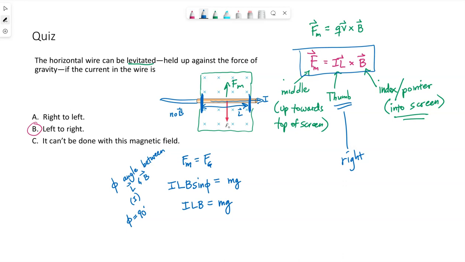Depending upon what information potentially was given in a problem like this, we could solve for anything else. For example, if we knew the current and the length of the wire in that region, we could find the strength of the magnetic field needed to levitate the wire. Or we could find the mass of the wire if we knew the current and the field and the length. So there's a number of things that we could find. In the next video, we'll talk about the magnetic force that one wire exerts on another.